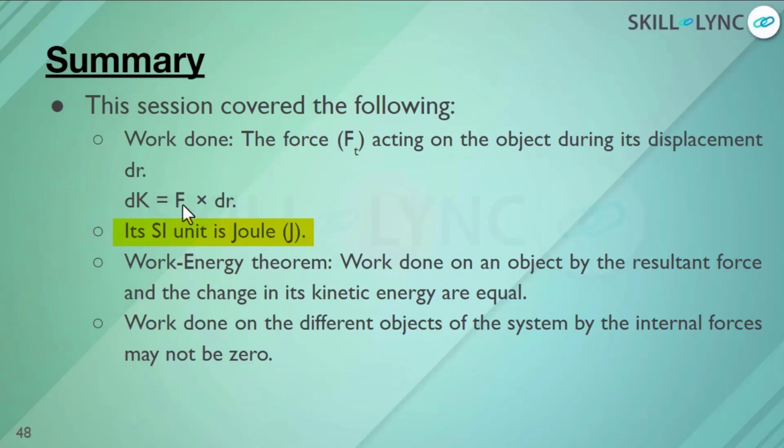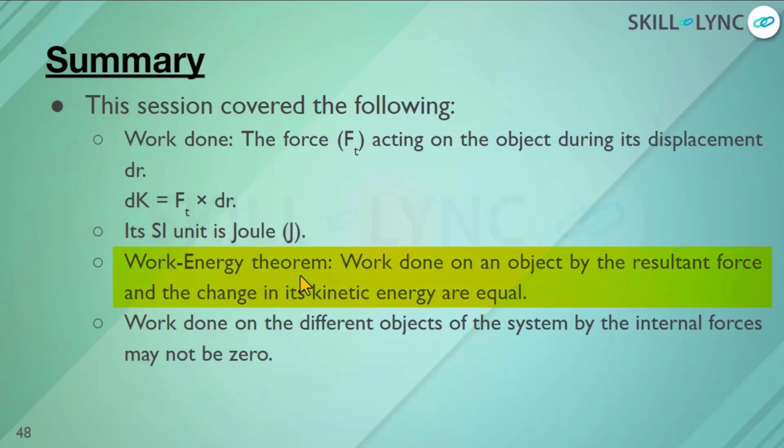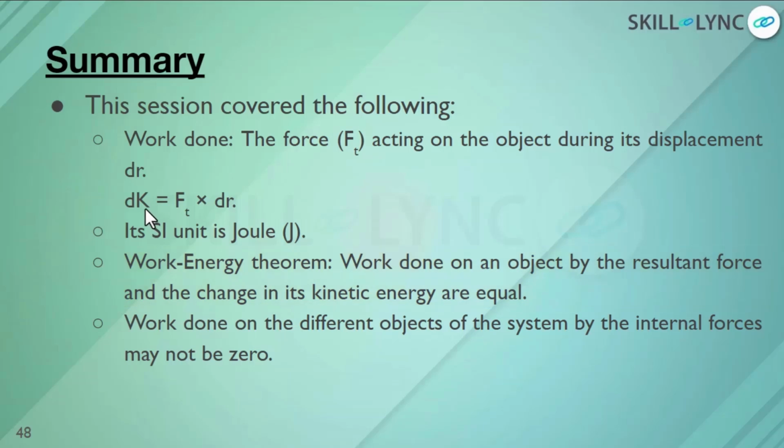Also, the unit of work done can be Newton meter, since the unit of force is Newton and the unit of displacement is meter. So the derived unit of work done can be written as Newton meter. We have also learned about the work energy theorem. The work energy theorem states that the work done on an object by the resultant force and the change in its kinetic energy are equal. I have represented the same here.